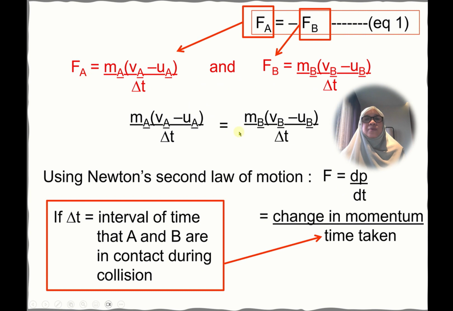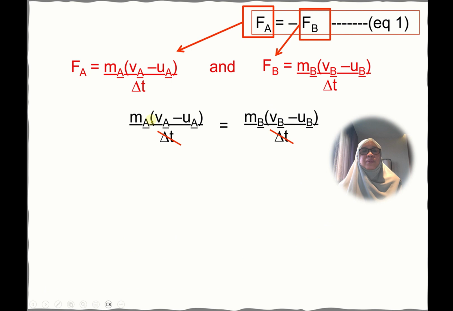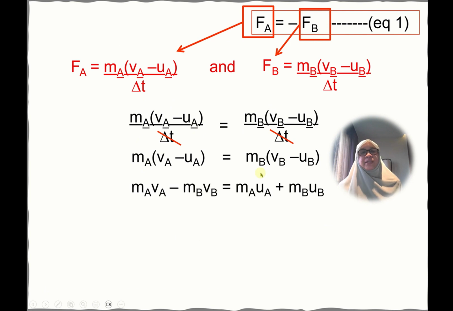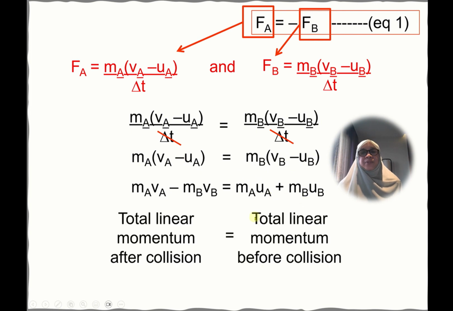So now we can cancel out delta t. Then we factor this out, and when we cancel this out we get this, and then we rearrange the equation. So m_A v_A minus m_B v_B: we bring the m_B v_B to the left side, and m_A u_A we bring to the right side. They become positive. So m_A u_A plus m_B u_B. So what is this?